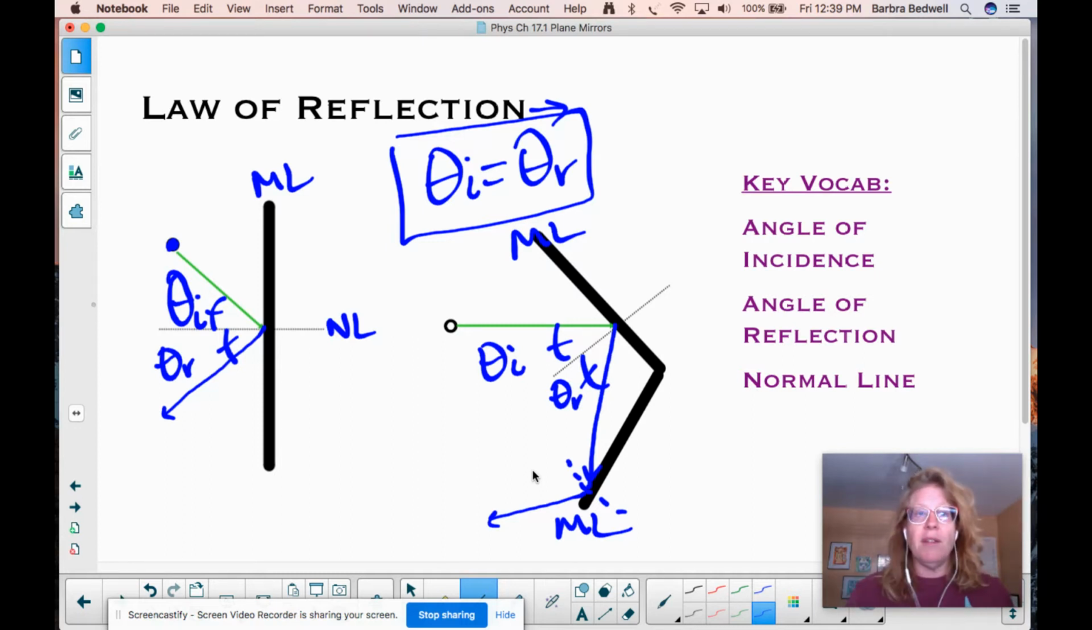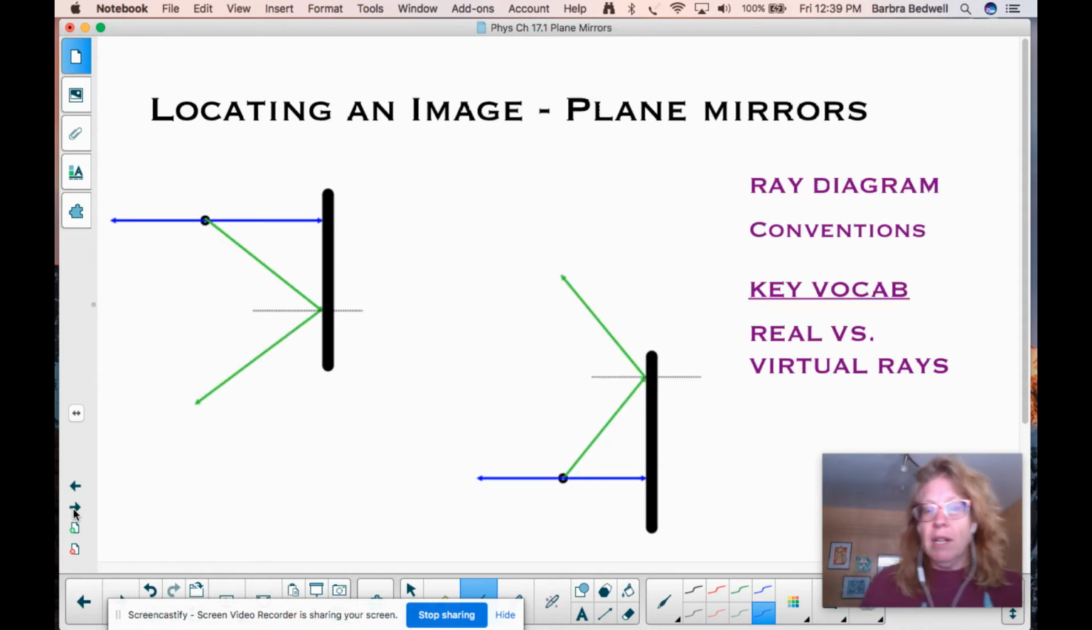So again, this is called the law of reflection. Angle of incidence equals angle of reflection. So we can use this now to actually be able to picture where images are in mirrors.